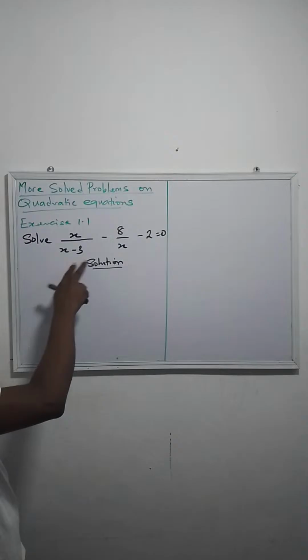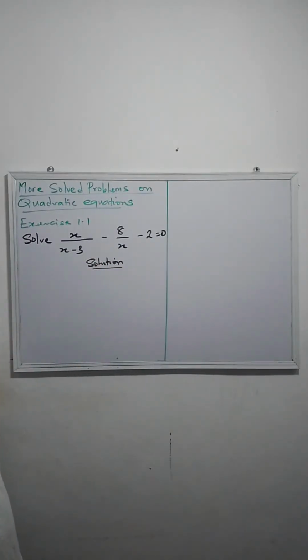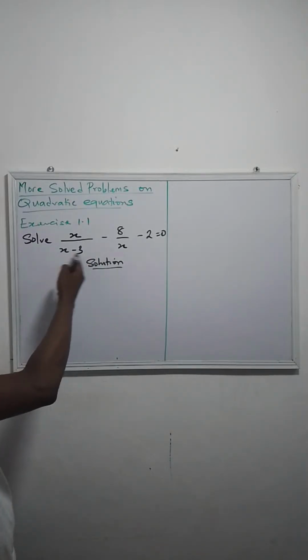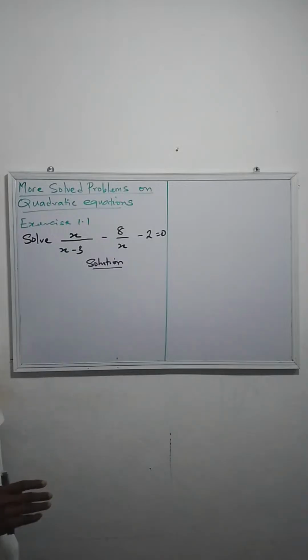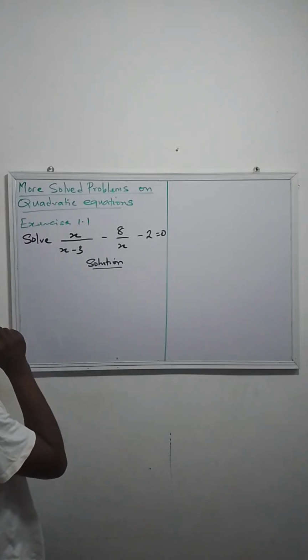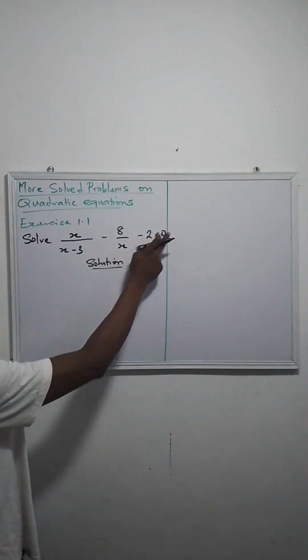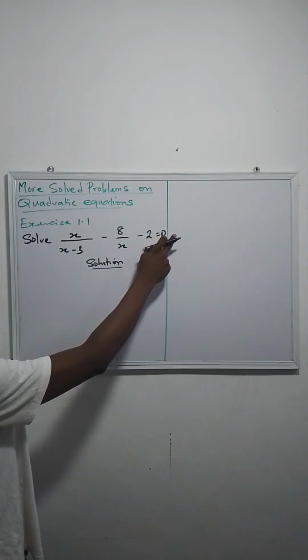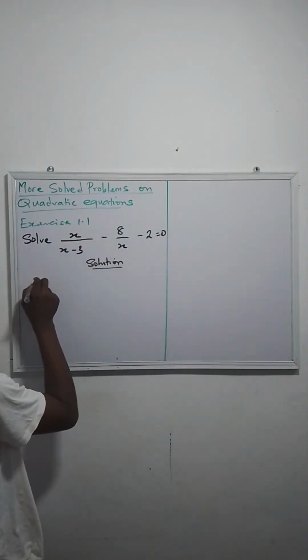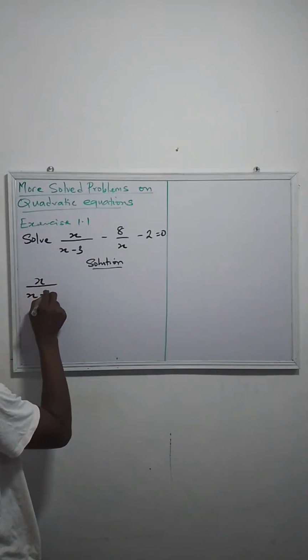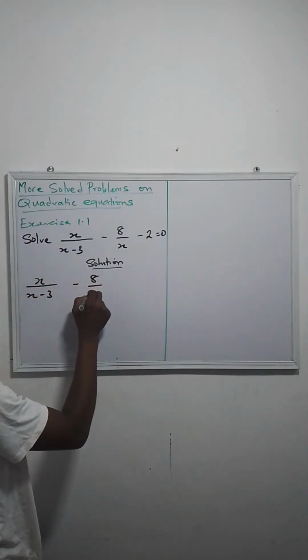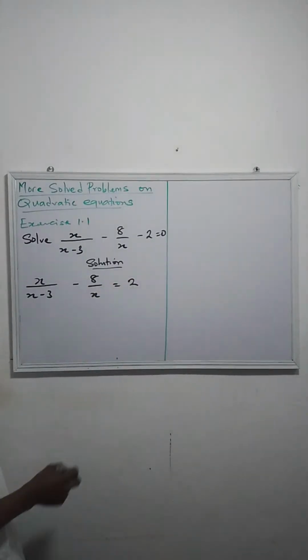All right, so now look at it. When you look at this equation, it doesn't look like a quadratic equation. But the first thing is to find a way of clearing the fraction. By the time you clear the fraction, then you will know the type of equation it is. Okay, let's look at this. Now, you can transpose this. Let's transpose negative 3 to this side, so this turns to positive 2. So we have x over x minus 3 minus 8 over x equals 2.